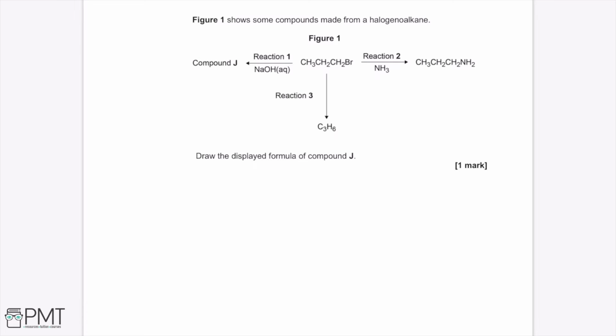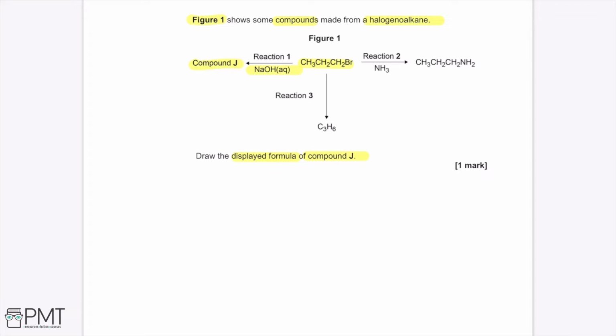For the first part of this question, we are asked to draw the displayed formula of compound J using figure 1, which shows some compounds made from a halogen alkane. So if we look at the first compound in the middle, we have CH3CH2CH2Br, and when this reacts with NaOH, we produce compound J.